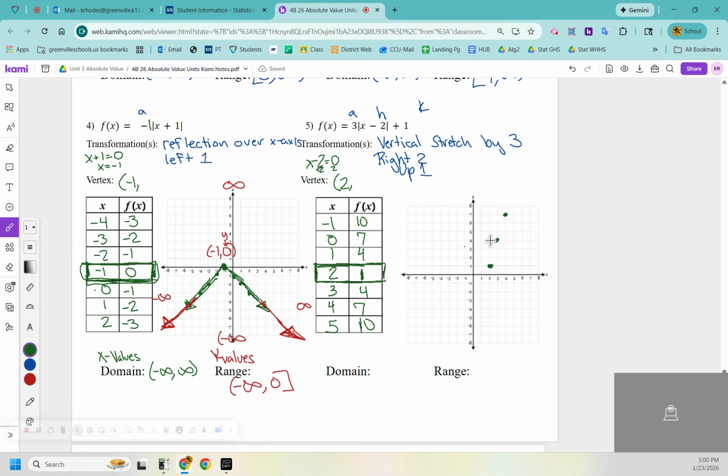Do your slope the other way. Make your V shape. See how it's getting thinner? That's what a vertical stretch does. You're stretching it out. Think of a rubber band, stretching that rubber band thinner.